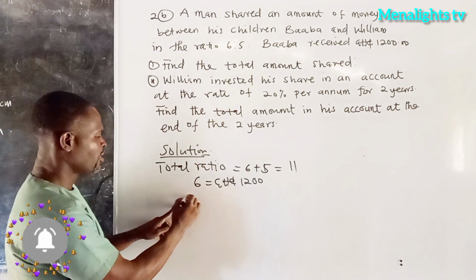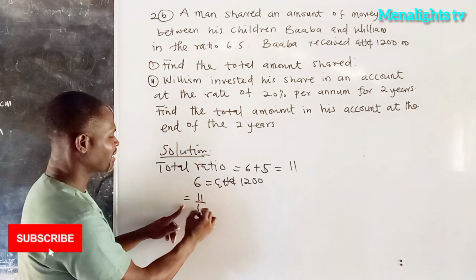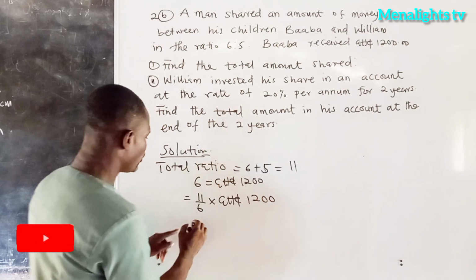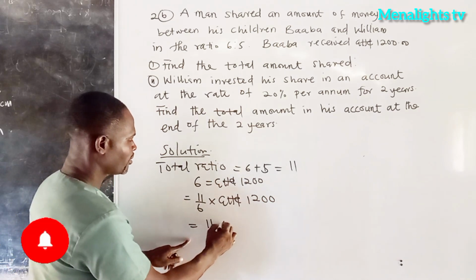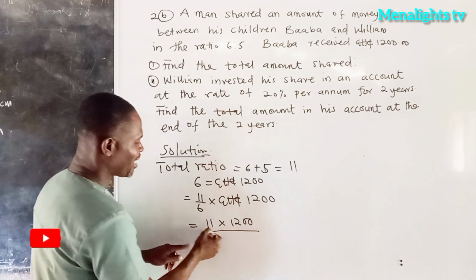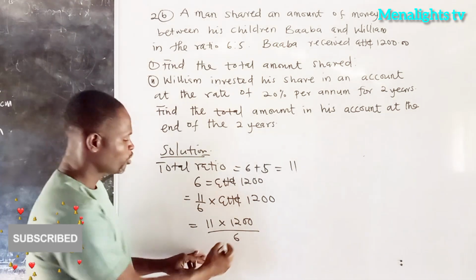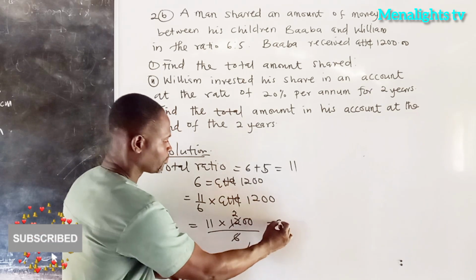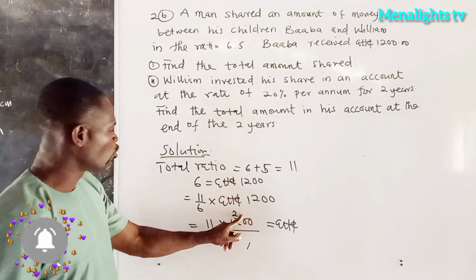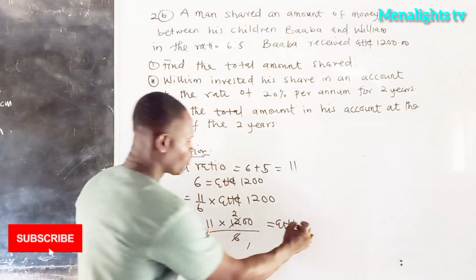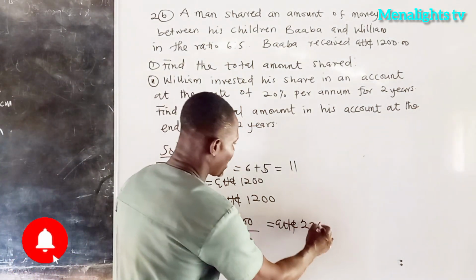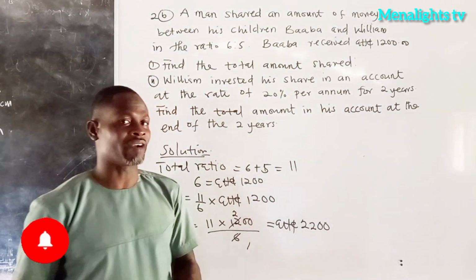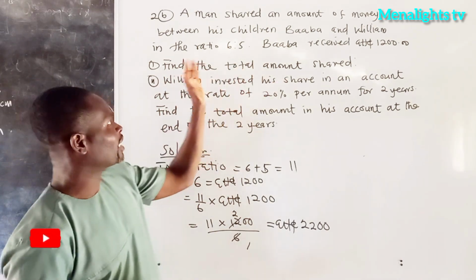That will be the same as 11 out of 6 times the amount that Baba received, that is 1,200. Which is the same as 11 times 1,200 divided by 6. So here, 6 will go into itself once and go into 12 two times. So 2 times 11 will give us 22, with the 2 zeros that we have here. So it means that the total amount that was shared is 2,200. So that is the answer for the question about finding the total amount shared.